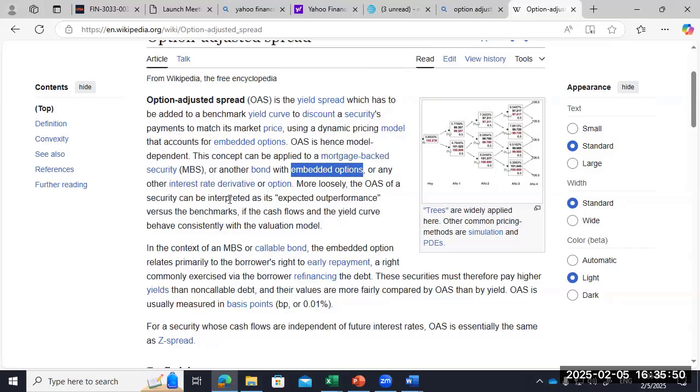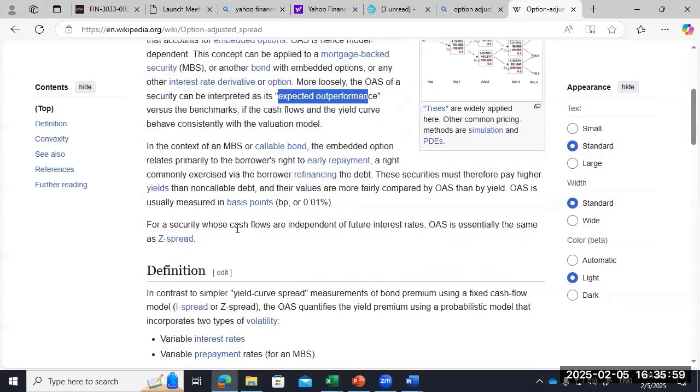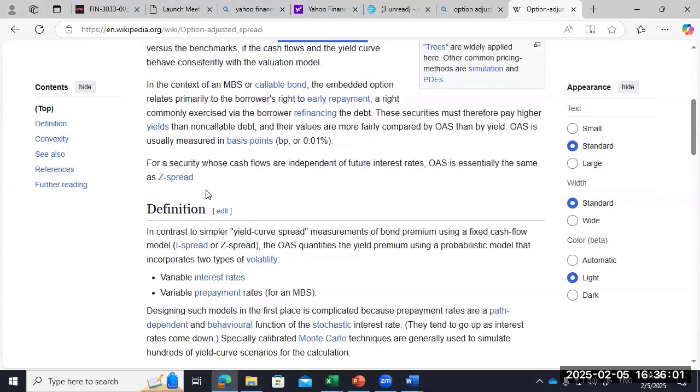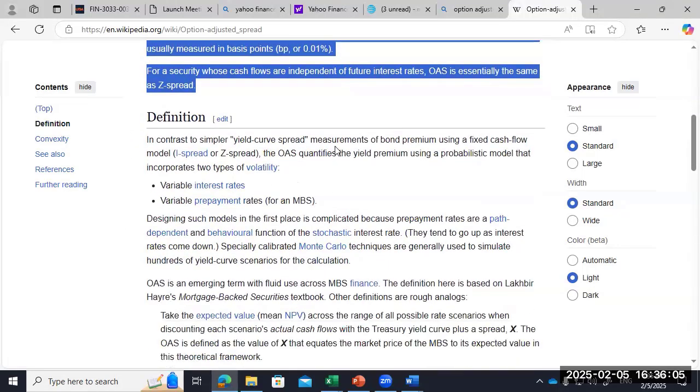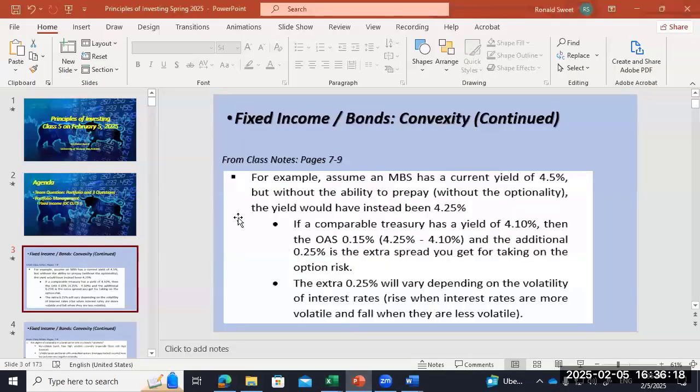More loosely, OAS of a security can be interpreted as an expected outperformance versus the benchmark if the cash flows and yield curve behave consistently with the valuation model. They still haven't told you the answer. Oh, here we go. Definition. Okay, great. OAS quantifies the yield premium using a probabilistic model that incorporates two types of volatility. They still haven't told you. So I'm giving you the definition I used in the CFA exam. I'm quite confident it's the right definition.